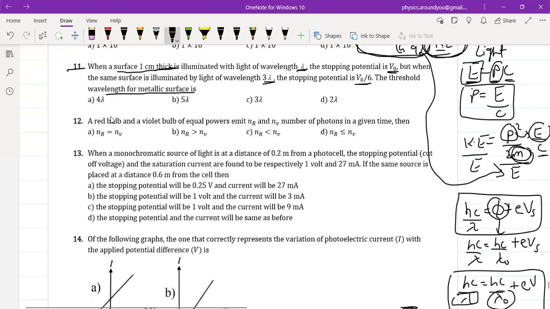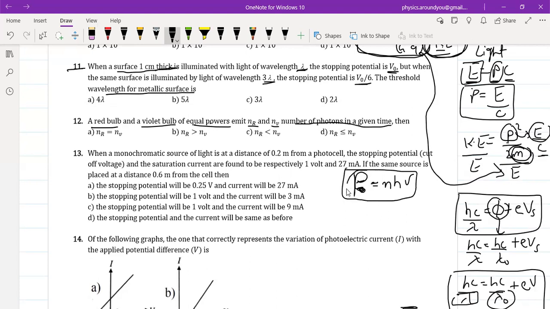Now, question number 12. A red bulb and a violet bulb of equal powers emit NR and NV number of photons in a given time. Then, what can I say about the setting? Here you need to know the formula P equals N h nu. P is power of light, N is the number of photons emitted per second, which is given, and nu is the frequency.